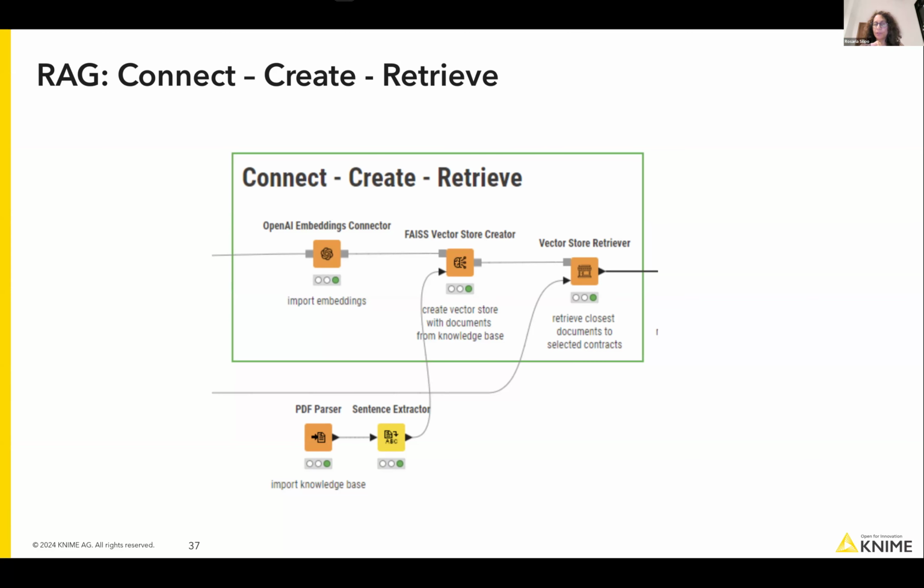Connect to the embedding model to perform this numerical transformation. Create the vector store to include all the points produced by the knowledge base once these documents have passed through the embedding model. And then the vector store retriever to find the closest document in the vector space to the document at the input port. So those are the 3 nodes.